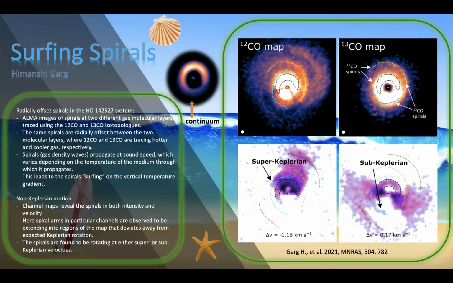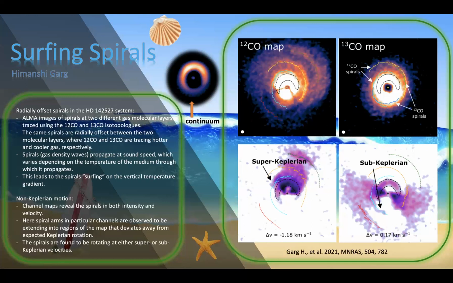Focusing on the innermost spirals in particular, at extremely high blueshifted velocities, emission is seen to extend into a region of the map that would normally be occupied by emission at lower blueshifted velocities. This therefore makes the spiral super-Keplerian in this region of the map. Conversely, this switches over in the redshifted region of the map, where the same spiral transitions to be sub-Keplerian.